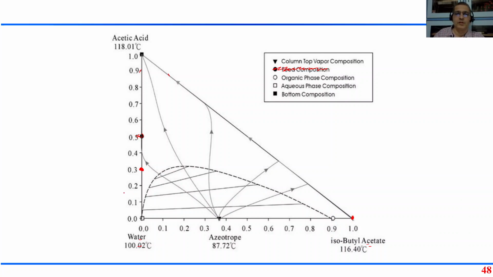Okay. Now suppose I add butyl acetate. I would be somewhere along this line joining the butyl acetate and the feed. So let's say if I add something like this so that I get a mixture, this is my feed to the distillation column. Now if I distill, look at the residue curves, they are all pointing towards acetic acid. So if I do a distillation, I will get acetic acid at the bottom. Top would be essentially butyl acetate and water azeotrope.